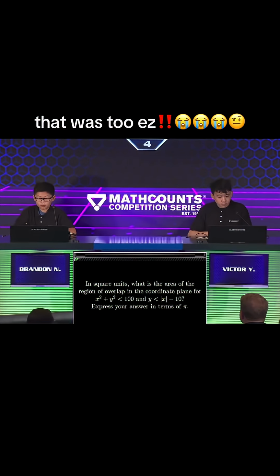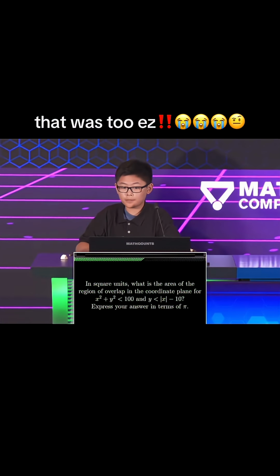In square units, what is the area of the region of overlap in the coordinate plane for x squared plus y squared is less than 100, and y is less than the absolute value of x minus 10? Brandon: 50 pi minus 100.